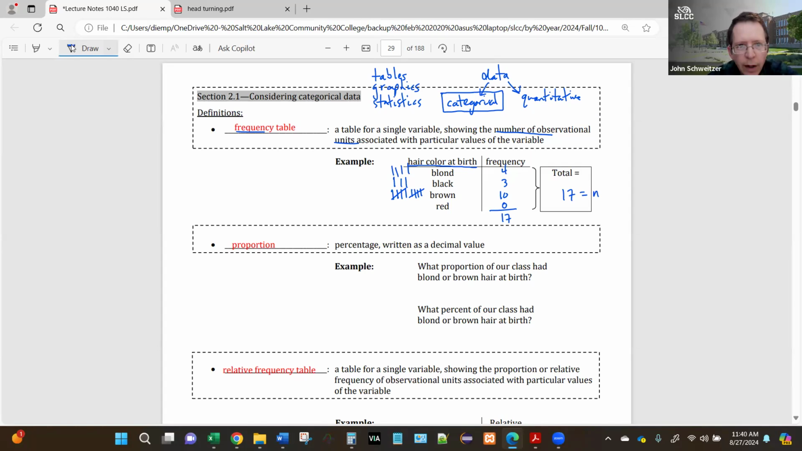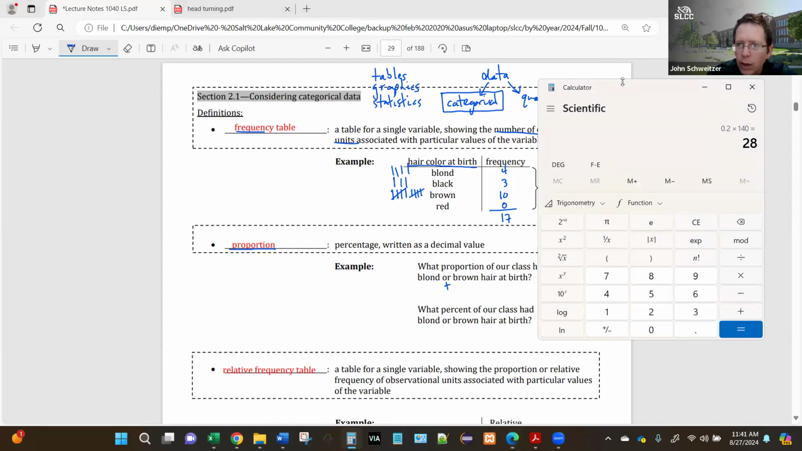And from there, we can do other things. We can get some numerical summaries here. So the first one, and the most important for sure when it comes to categorical data, is the proportion. Proportion is basically like a percentage, but it's written as a decimal value, right? So for example, what proportion of our class had blonde or brown hair at birth? This "or" functions kind of like a plus. So we're going to take all the people with blonde hair, there were 4, plus all the people with brown hair, which is 10, and we're going to divide that by 17. That's the proportion of people who had blonde or brown hair at birth.